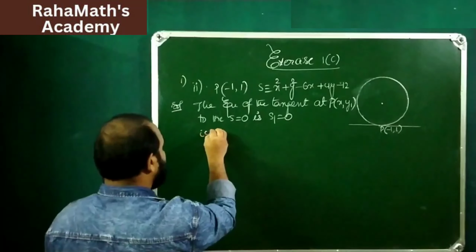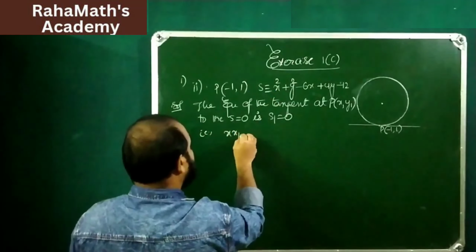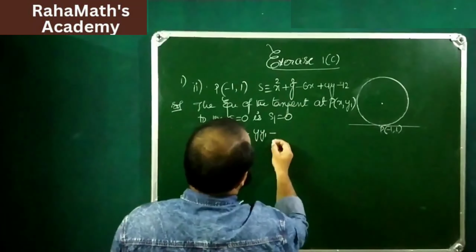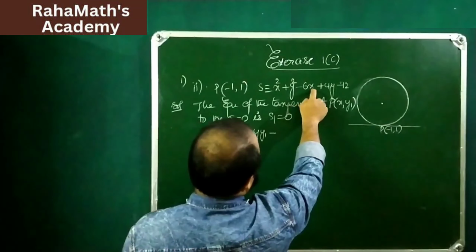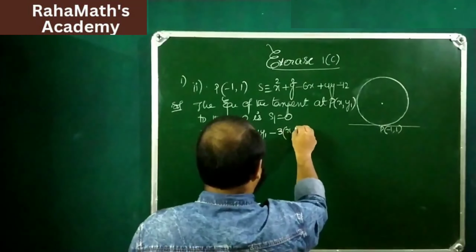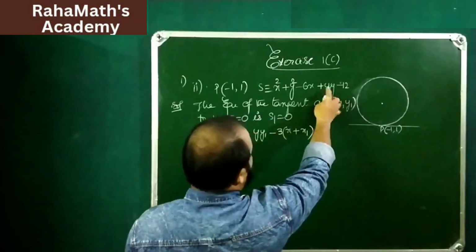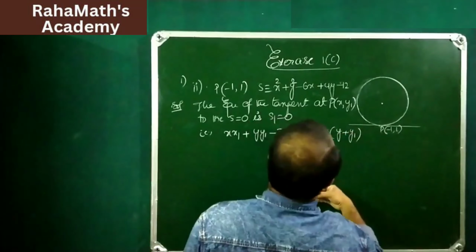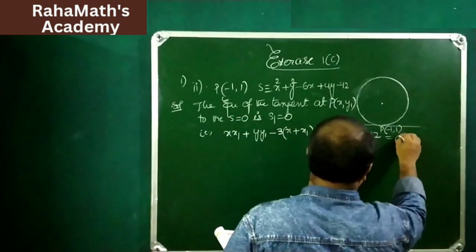That is, what is S1 equals 0 for this? x x1 plus y y1 minus the same. The sign is not going to be changed. So half of the coefficient of x, which is 6 by 2, which is 3, into x plus x1, plus the coefficient of y is 4, half of that, so 2, into y plus y1, minus 12 equals 0.